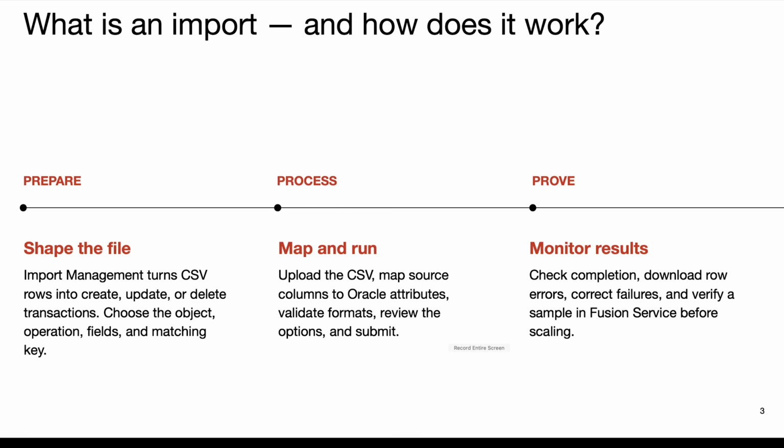There are really 3 steps to an import. First would be preparing the file. For import management, we usually use CSVs, where we can define whether we're creating, updating, or deleting records. Then we would map each of the fields that we're importing to a field in the system, to a specific column in our table. I'll run through an example as we get through the presentation. Lastly, we would monitor the results. There's an area where we're able to see the progress of the import.